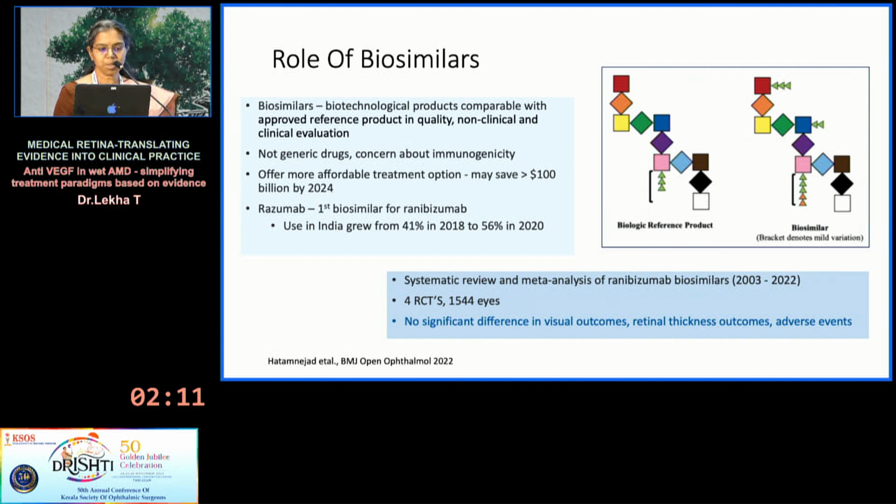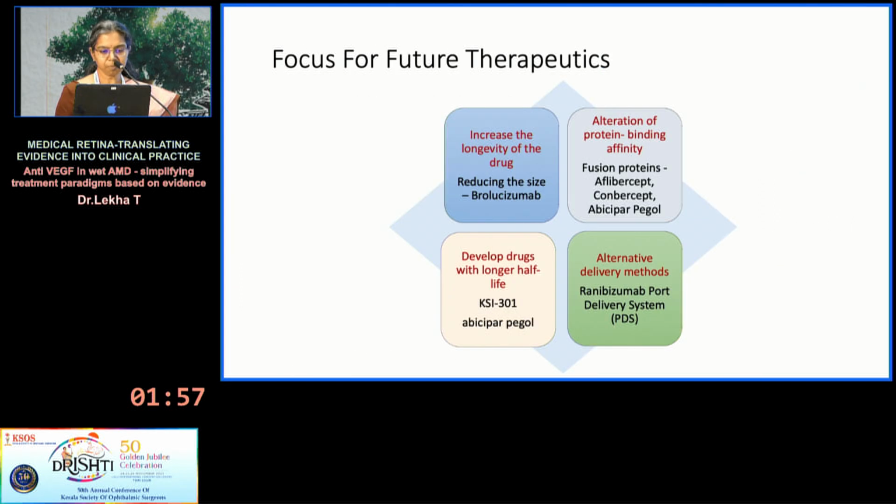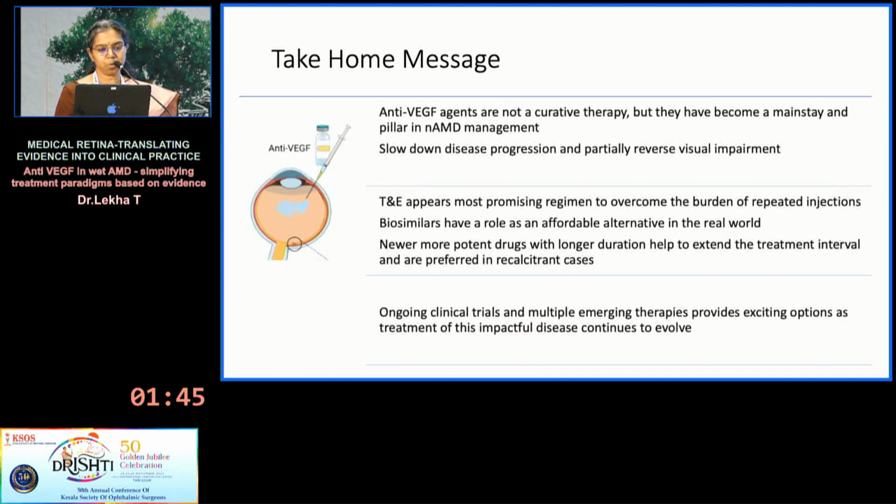And we have another option, that is the role of biosimilars, which are not exactly the generic drug, but as good as a generic in its efficacy. And a systematic meta-analysis has shown that these biosimilars can be a useful alternative, especially when affordability is the issue. So in the future, we should have drugs with longer activity like brolucizumab, with better protein binding affinity such as aflibercept, or drugs with longer half-life, or we need to resort to alternate delivery methods such as the port system.